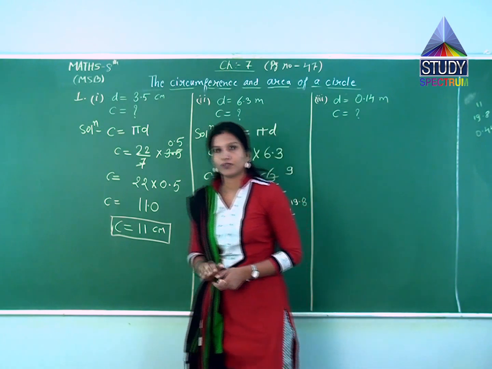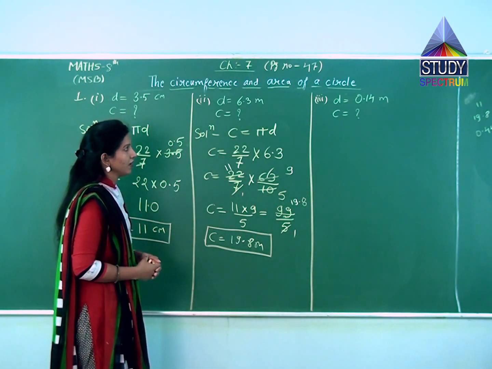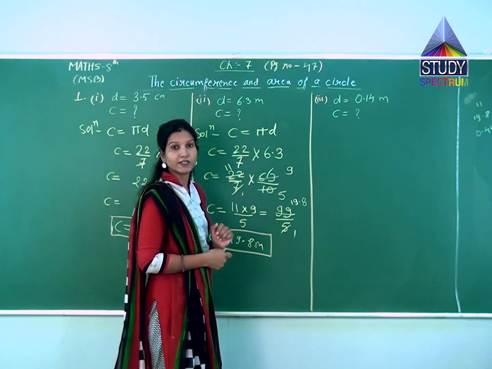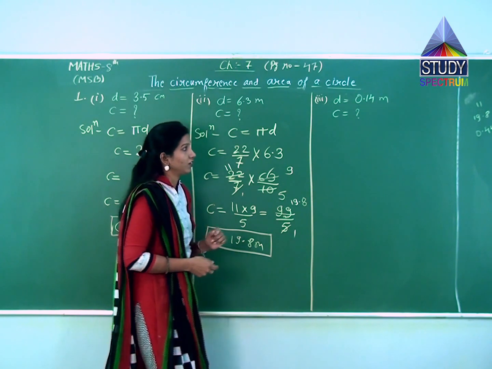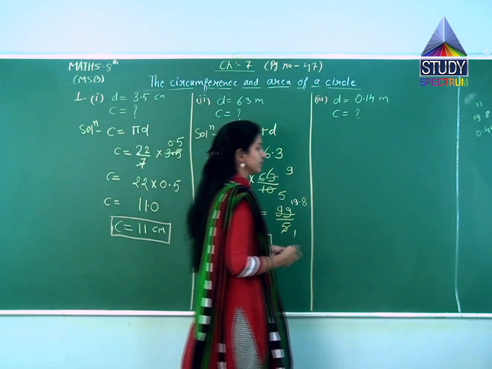Now let's move to the next part. In the third part of the question, again we have the diameter given, that is d equals 0.14. We have to find out the circumference. Again we will do the same things.